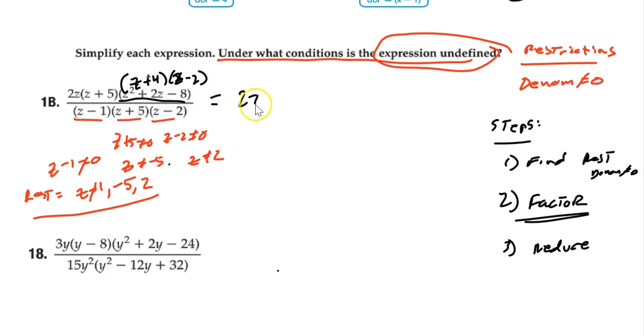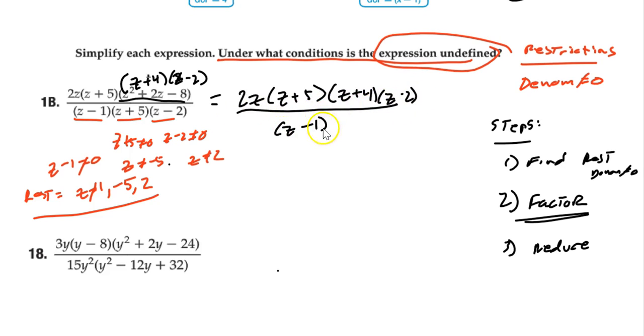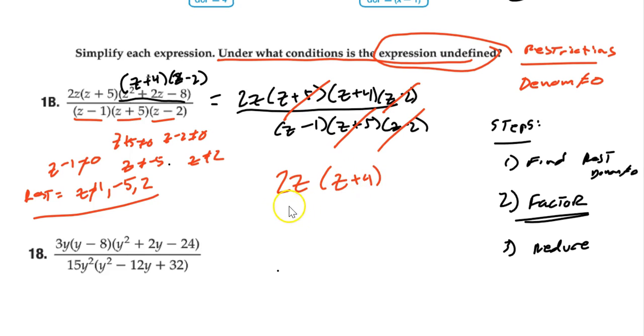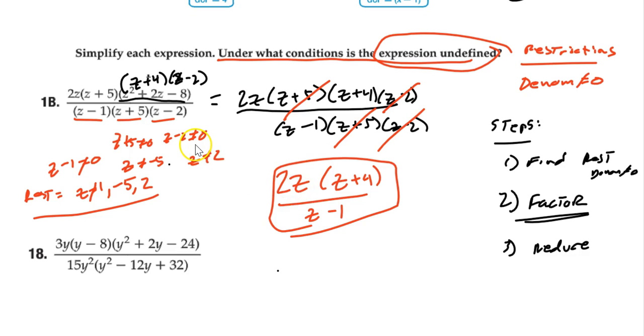So, we factor and we get this, all over z minus 1, z plus 5, and z minus 2. Now is my favorite part. It's going to be yours too. We cancel stuff out. These z plus 5s cancel. Z minus 2s cancel. And we're left with just 2z, that's a 2, not a z, z plus 4 over z minus 1. And that's how we reduce and simplify an expression. So move on to the next one.